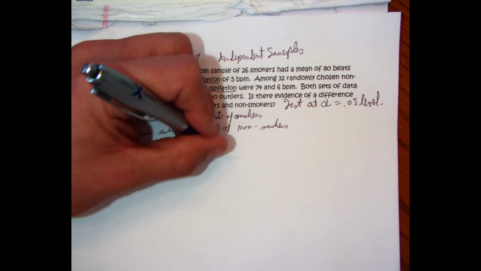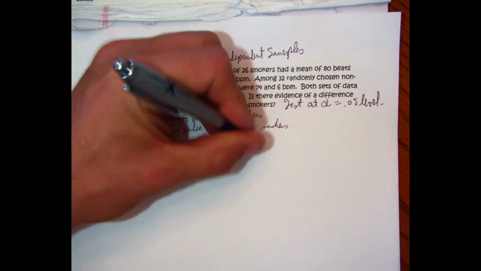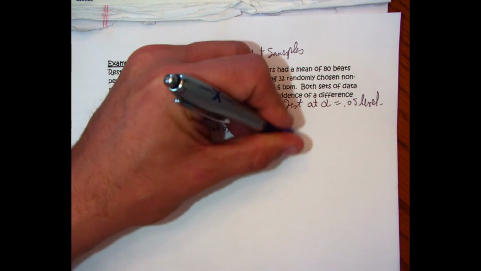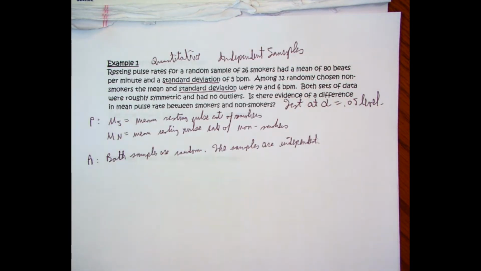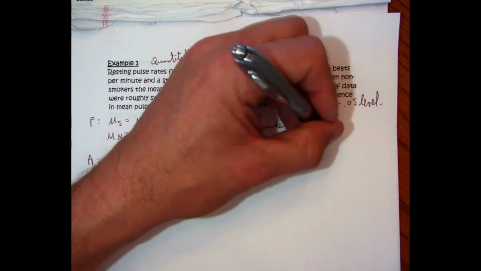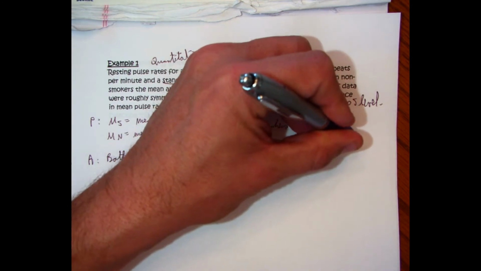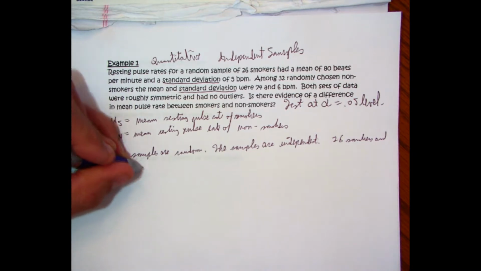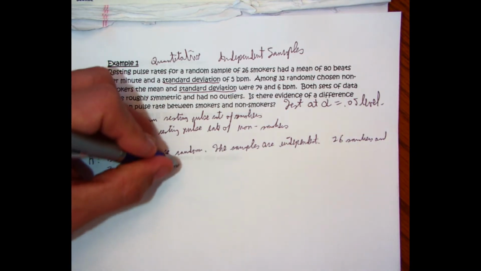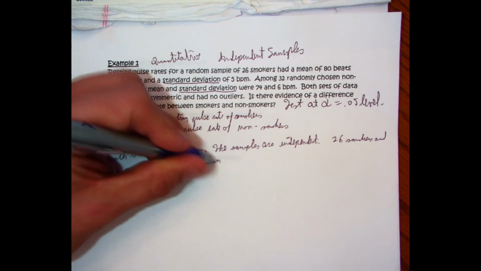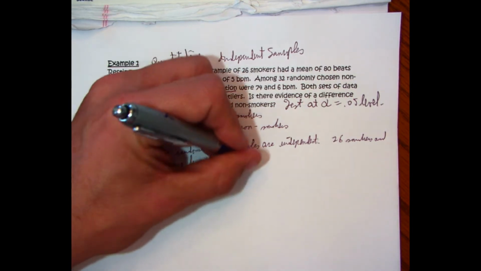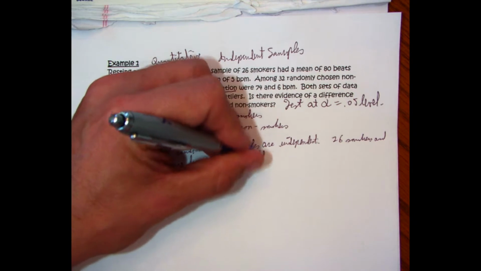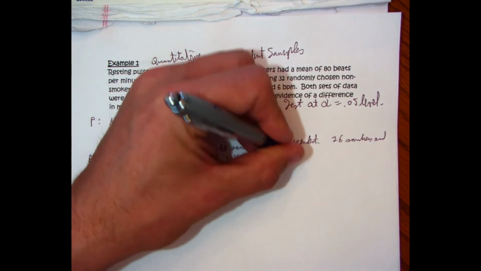The samples are independent. For smokers you had 26, and for non-smokers you had 32. So 26 smokers and 32 non-smokers are less than 10% of all smokers and non-smokers.